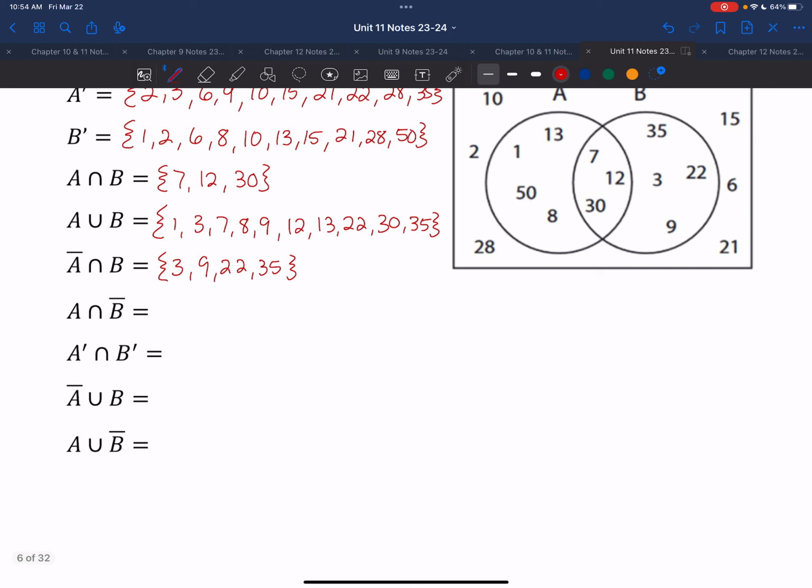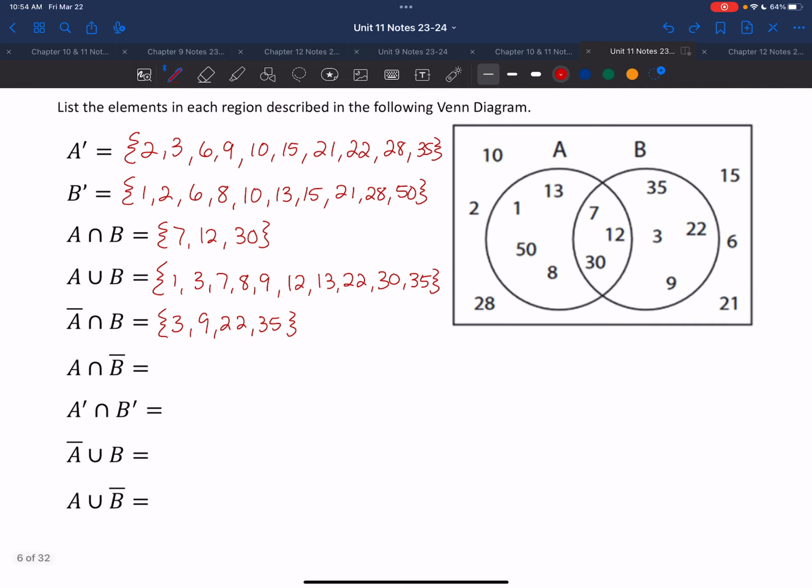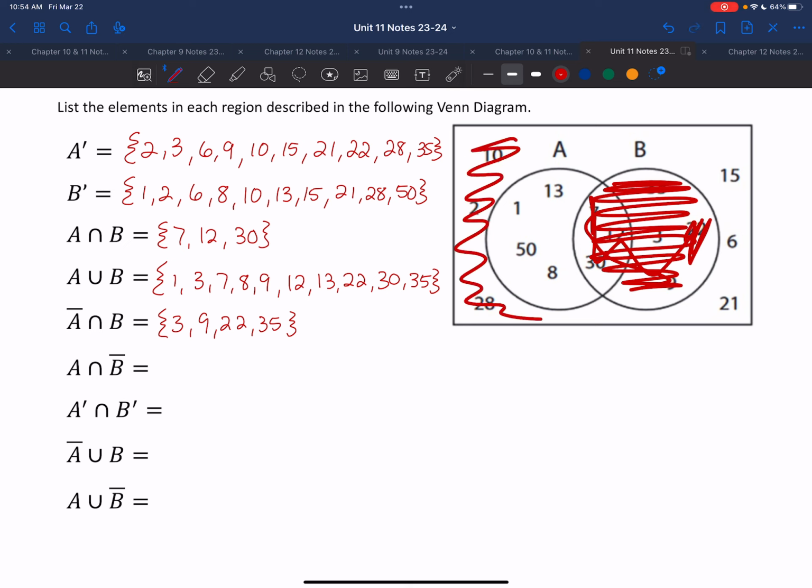Okay, next one, same thing. It's just flipped. It's got to be in A and not B at the same time. So it can't be in B, right? So it can't be anything inside B. But it's also got to be inside A at the same time. So everything outside of A doesn't work. So the only things that work are these four numbers right here. We got 1, 8, 13, and 50.